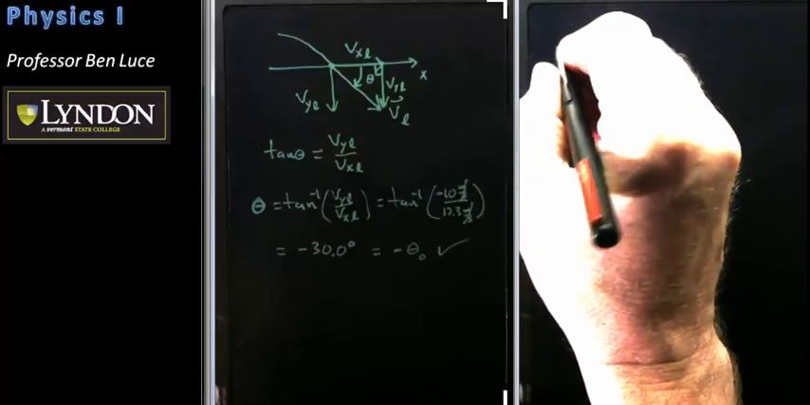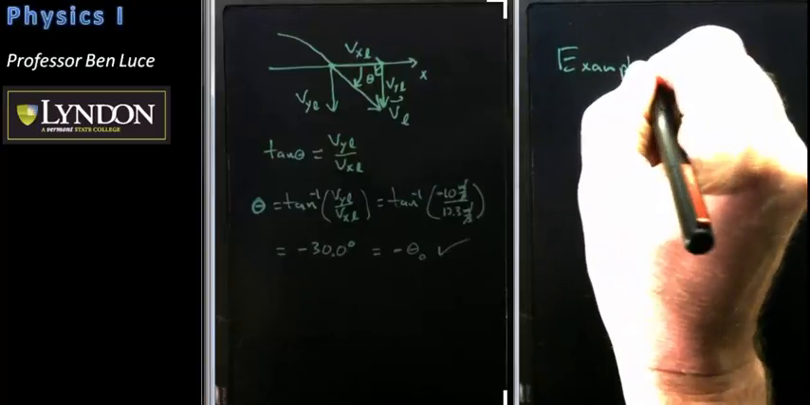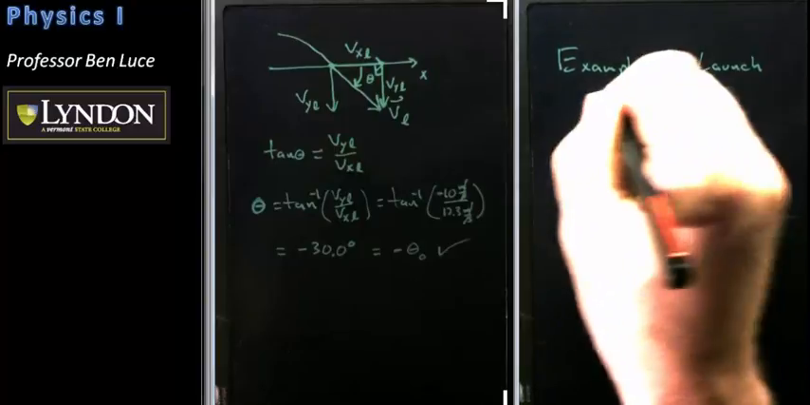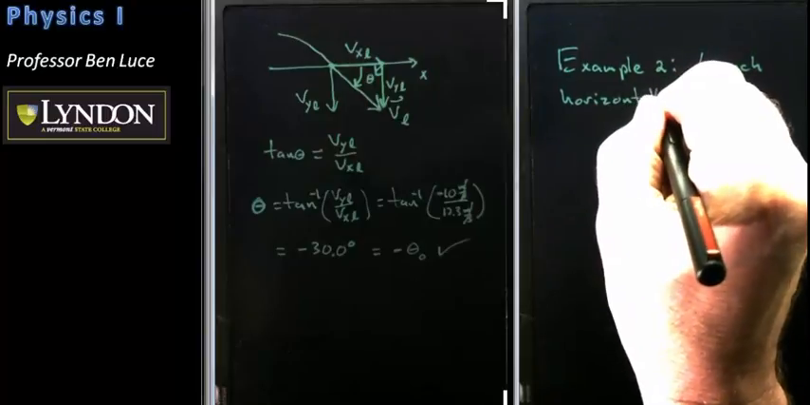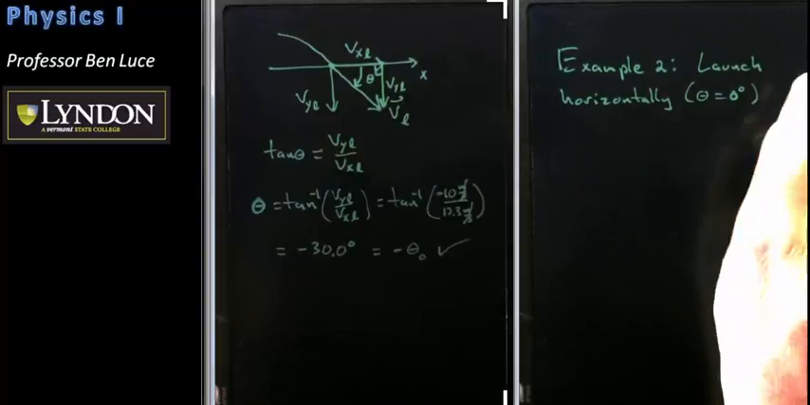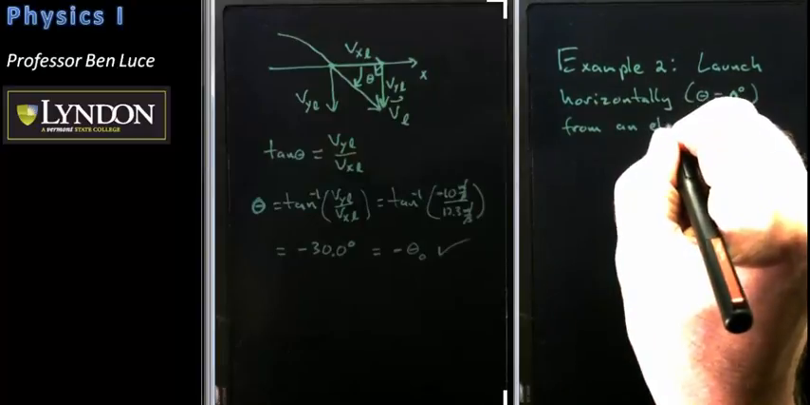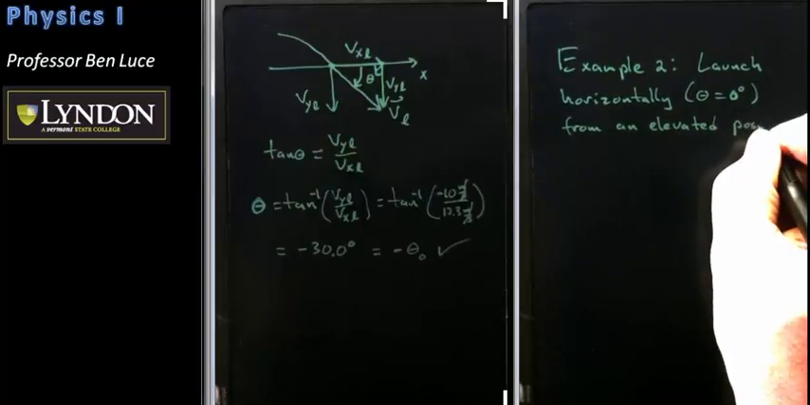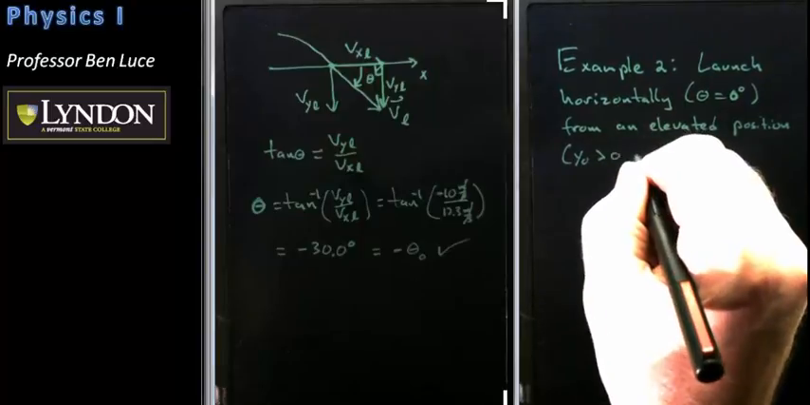So let's consider another example, but this time let's launch horizontally, that is with theta equal to 0, from an elevated position. That is, we'll choose that y naught will be greater than 0.